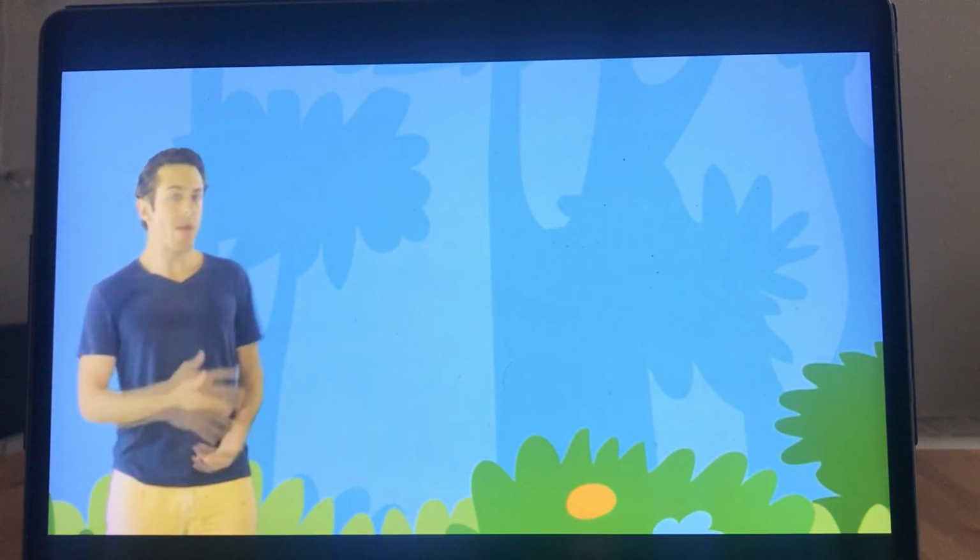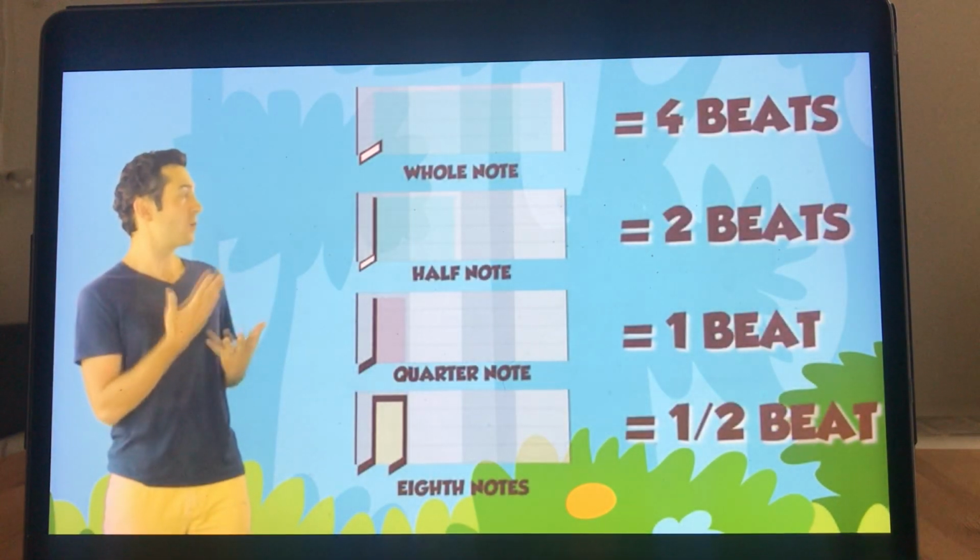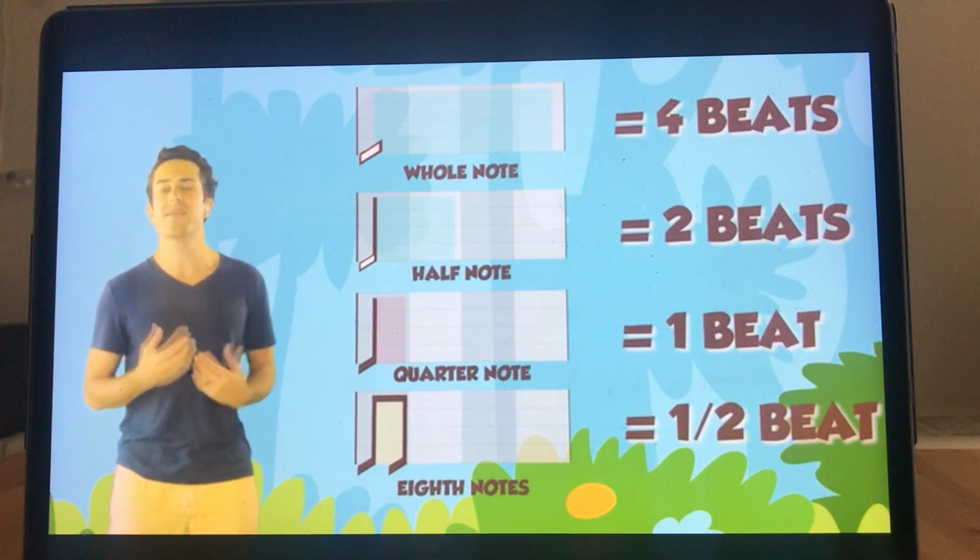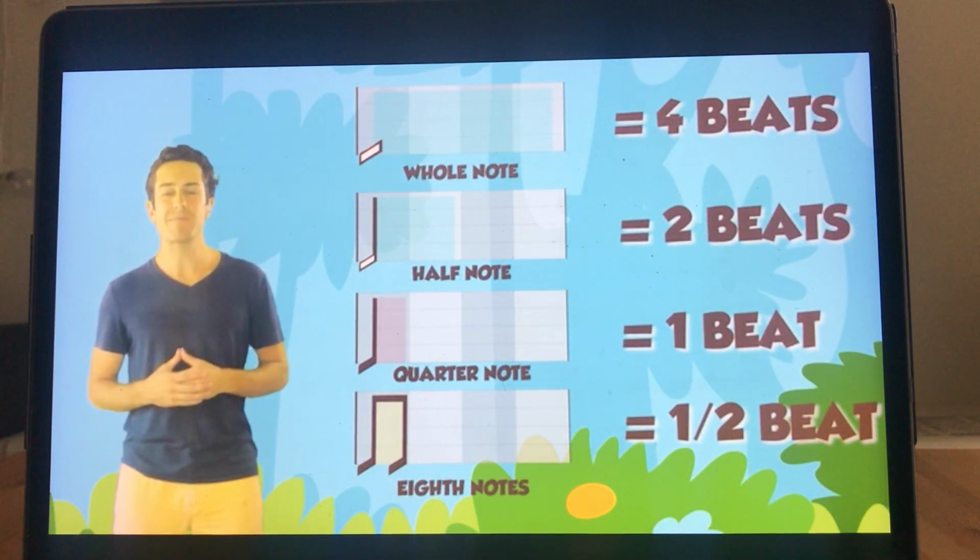Alright, so we did it. We met the whole note, the half notes, the quarter notes, and the eighth notes, and we're going to head over to Sweet Beats to begin playing them together.